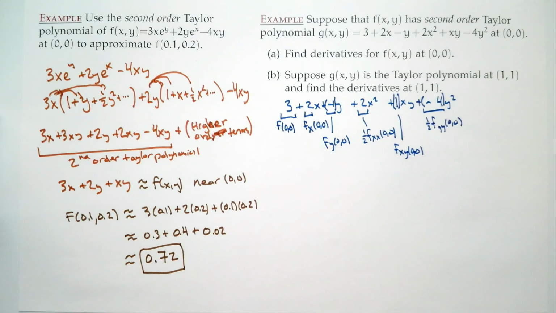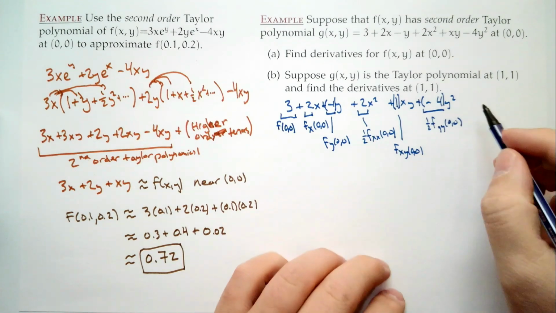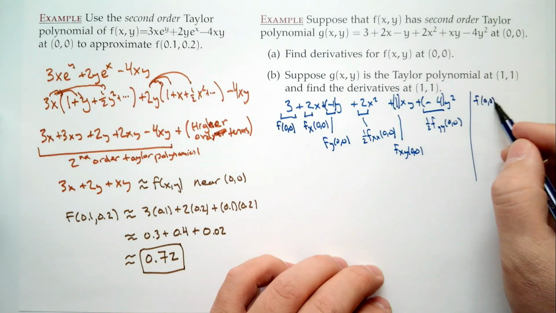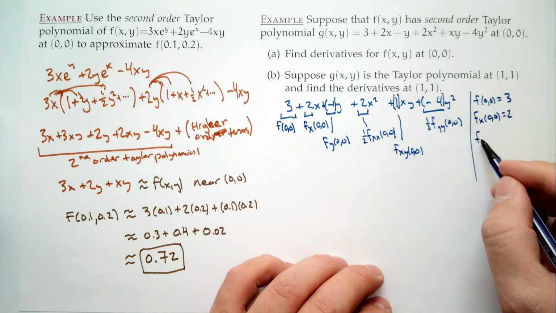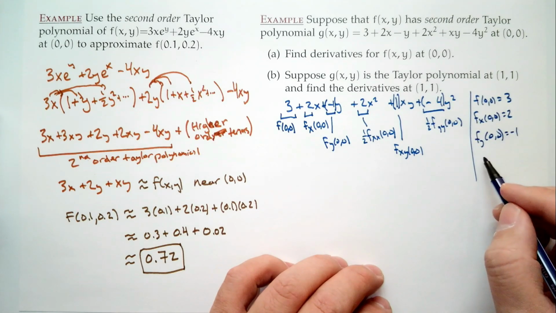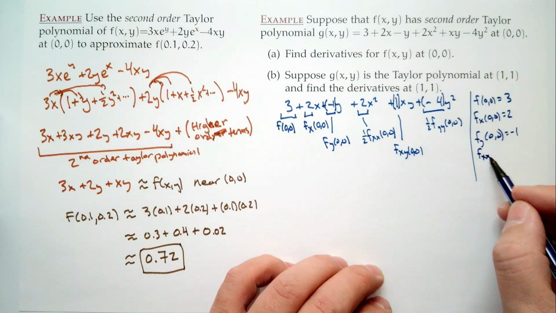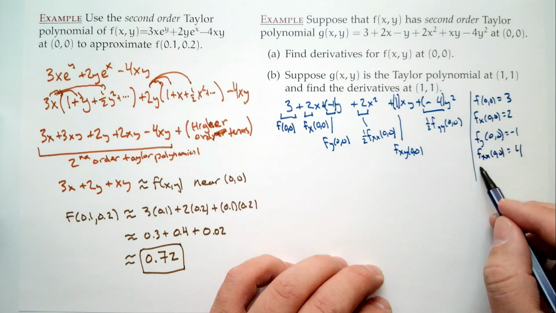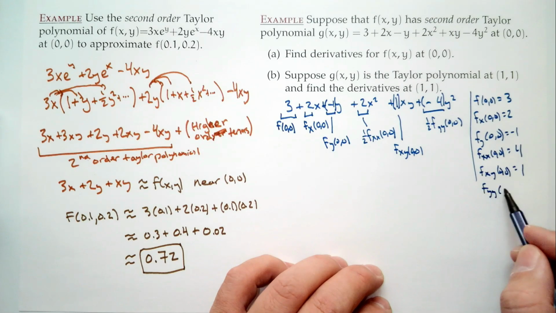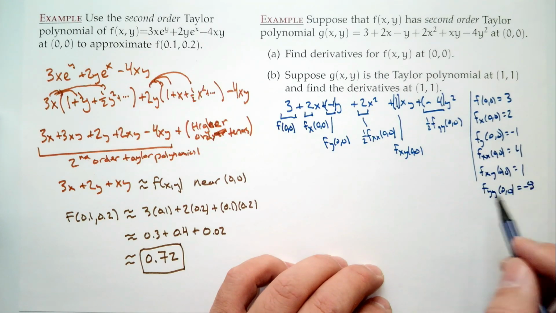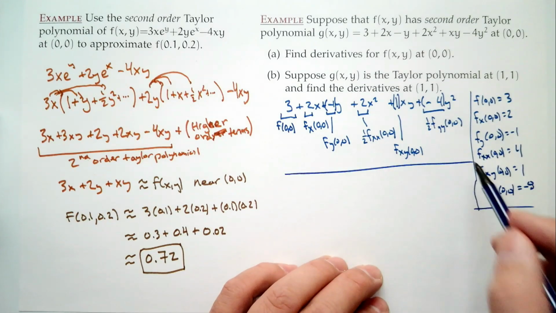So if we have the second order Taylor polynomial, what we really have is stored information about derivatives. That's what a Taylor polynomial does, it stores information about derivatives. So we have, for this one, f at 0, 0, we'll just write it down as a nice column here. That's equal to 3. fx at 0, 0 equals 2. fy at 0, 0 equals negative 1. fxx at 0, 0 is 4. fxy at 0, 0 is 1. And fyy at 0, 0 is negative 8. Okay, so that's the answer for part A.